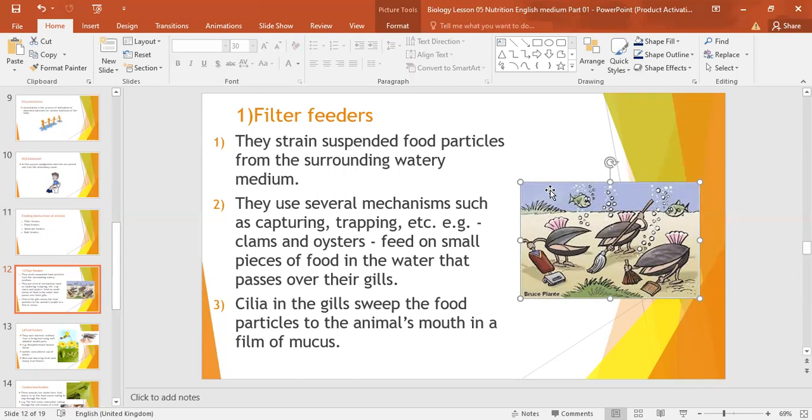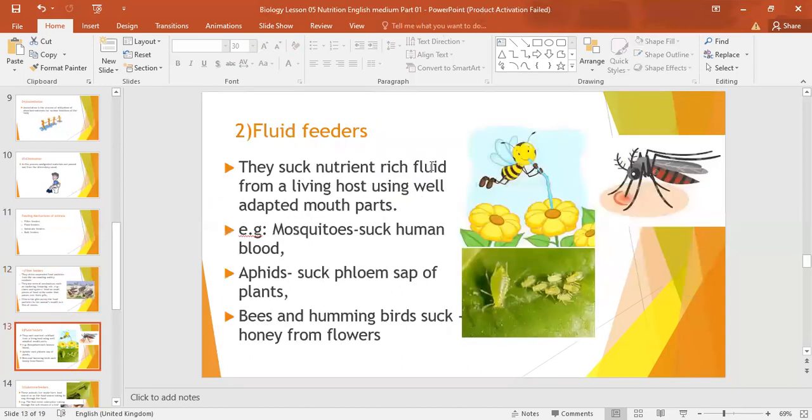They use several mechanisms such as capturing, trapping, etc. Clams and oysters are the examples. They feed on small pieces of food in the water that passes over their gills. Cilia in the gills sweep the food particles to the animal's mouth in a film of mucus. That is the story of filter feeders.